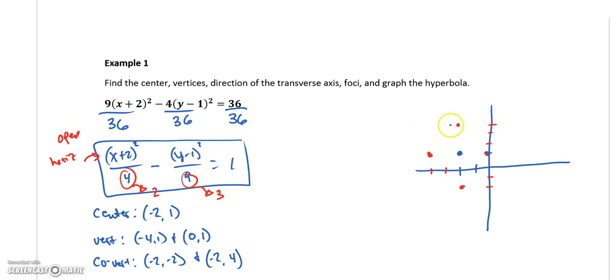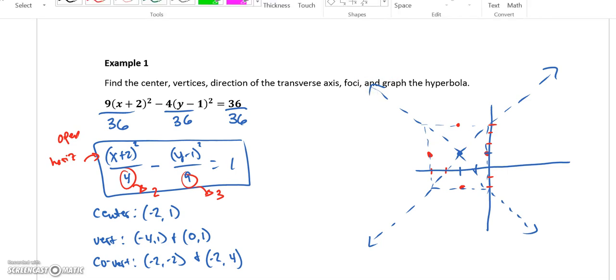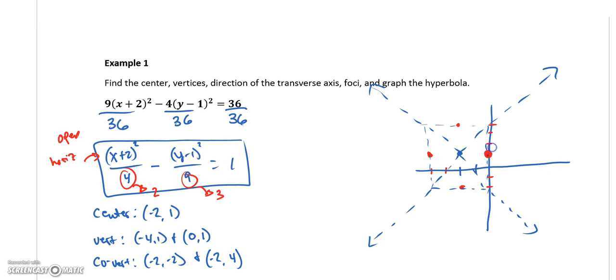At this point, I can sketch my hyperbola. Here's a goofy thing, but we need to create a box where each vertex and covertex is the midpoint of either a vertical or horizontal side. Then from my center, sketch these slant asymptotes. We know what asymptotes are, and they're diagonal, they're slanted. These are going to guide the branches of your hyperbola. So we said this was a vertex, and I'm just going to follow these slant asymptotes. The red branches are my hyperbola. So I'm done with my sketch, other than finding the foci.